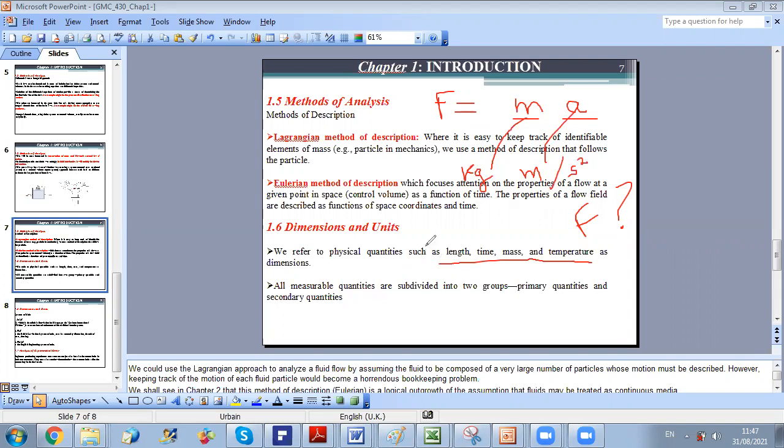So if I'm working in a system with primary physical quantities length, time, mass, and temperature, we use the following symbols. The dimension of length is L. The dimension of time is T. The dimension of mass is M. And for temperature, sometimes we use the symbol theta. So now I can express any new parameter's dimension as a function of these. If I want to represent the dimension of F, it's kilogram, so dimension M, times meter per second square, so times dimension L over T square.